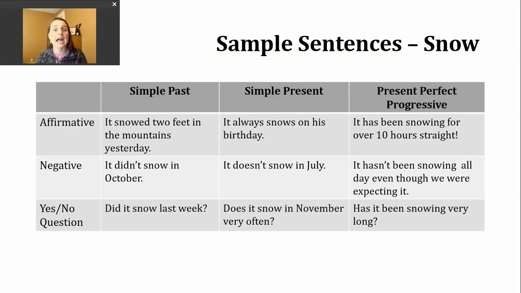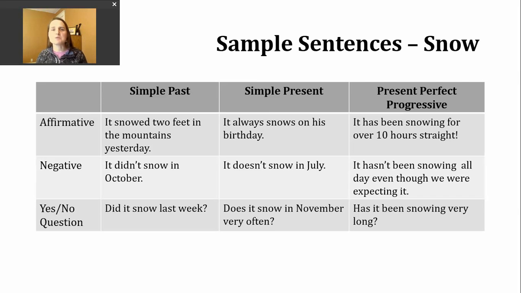Now, let's take a look at the simple present. We tend to use this verb tense to talk about habits and routines. We also use it with facts as well. And the thing to remember about the simple present is when our subject is it, he, or she, then we need to add an S to our verb. And again, our subject here is going to be it, so you're going to see that extra S on the base verb. It always snows on his birthday.